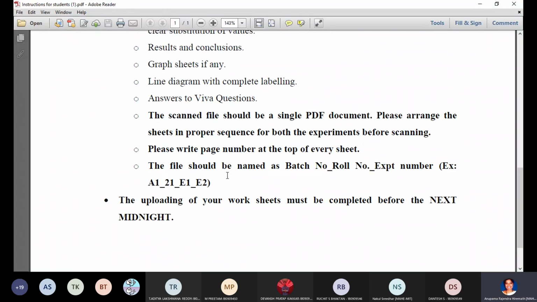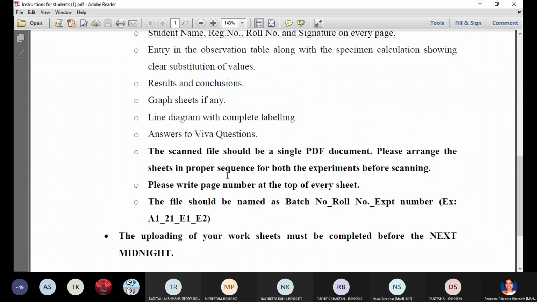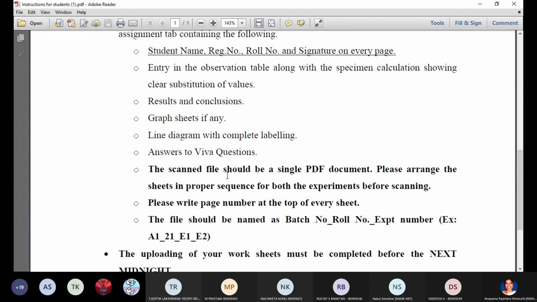Ma'am, do we write this in the physical manual if we have it and then scan it? If you are having it, you then have to show all the specimen calculation. You have to fill out your observation table. Sir, let them write on a paper and then scan. Okay, sir. Please do write it on paper and scan. We will maintain uniformity. That will be better.